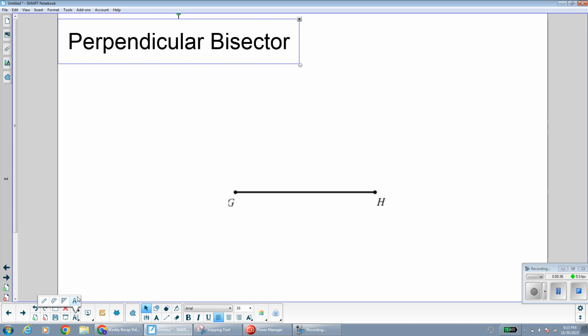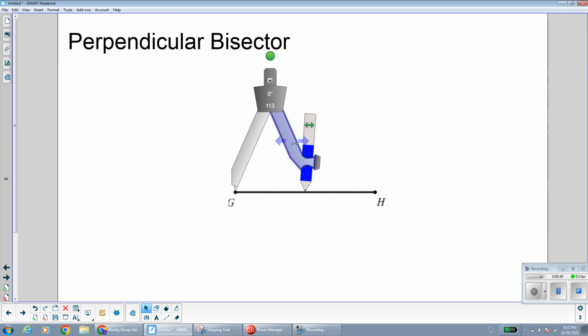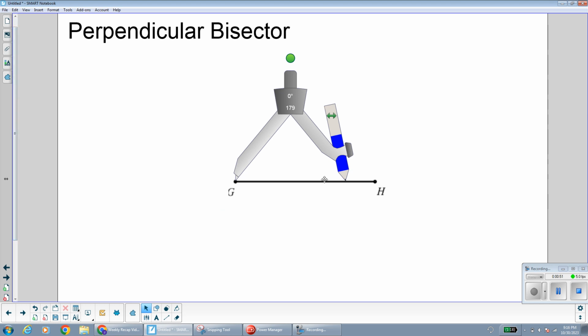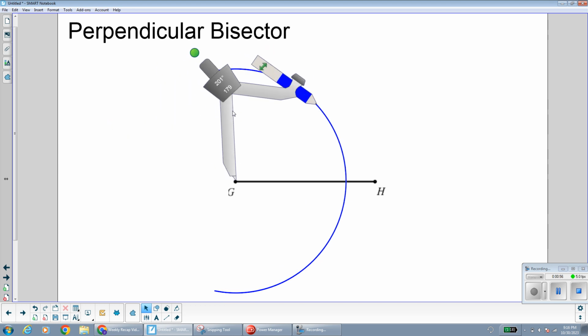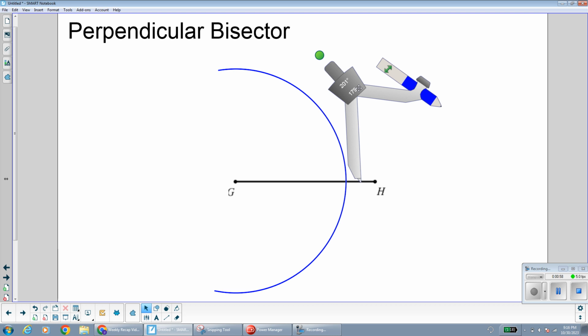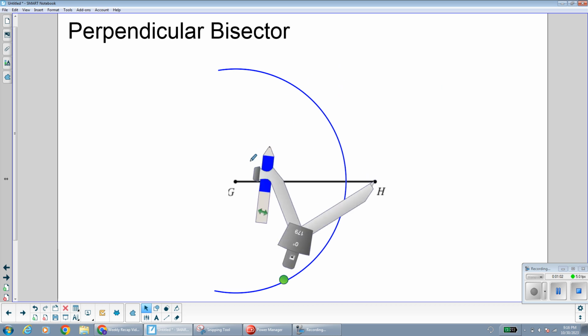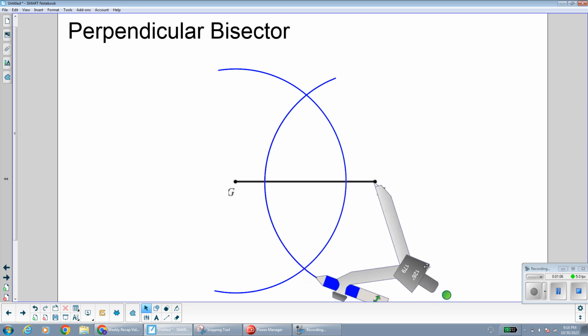Okay, we're going to construct the perpendicular bisector of this line segment. Put your compass on one endpoint of the line segment and open up more than halfway down, about 3/4 of the way, but the exact distance doesn't matter. And what we're going to do is swing an arc above and below, and without changing the distance on our compass, we're going to go over to the other endpoint and swing the same arc above and below.